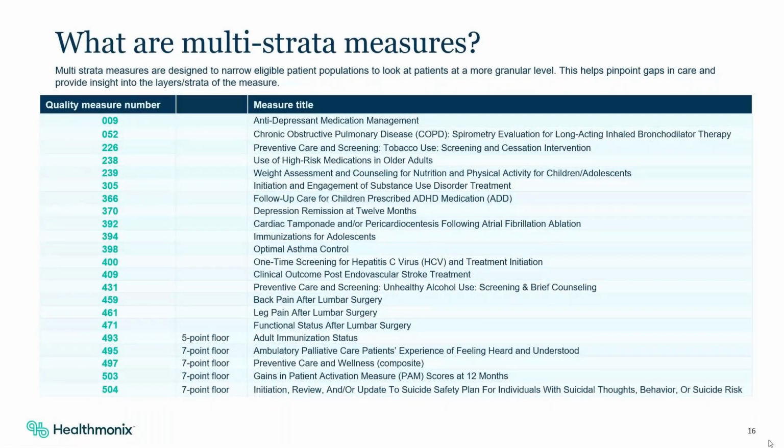As Josh did note before, you'll see that there are 5 measures here that do have that point floor associated with them. What this means is that these measures are either new in last year or new in the current year of 2024. Measure 493, adult immunization status, was new in 2023. Being that it's a second year measure, it has a 5-point floor. And then we have 4 new measures past that, which have a 7-point floor, and those are new for 2024.